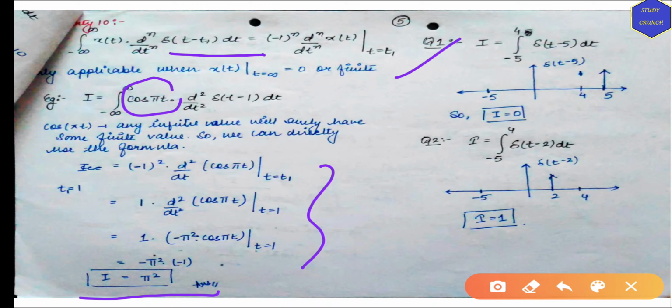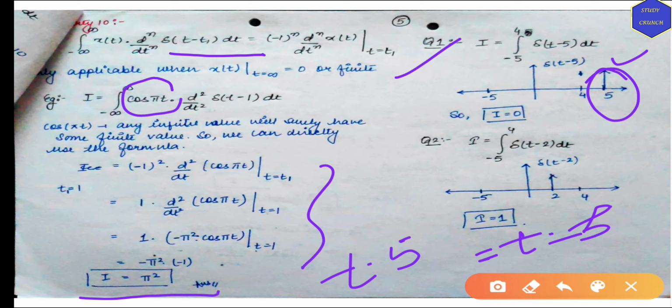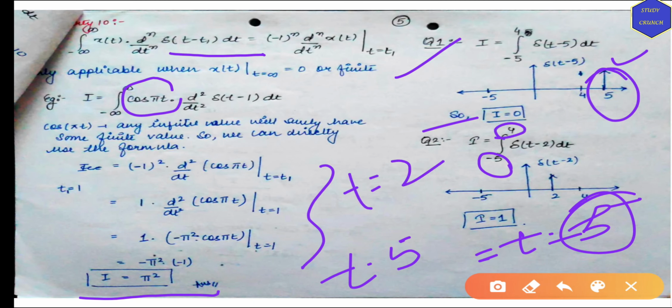Now let's move on to some questions. I is equal to the integral from -5 to 4 of x of delta of t minus 5. So we know that the limits are -5 to 4, but the value lies beyond that, so it is 5. t minus 5, so t equal to 5 will be outside the limit, so I is equal to 0. Then the integral from -5 to 4 of delta of t minus 2, so t lies inside the -5 to 4 limit, so it will be equal to 1.